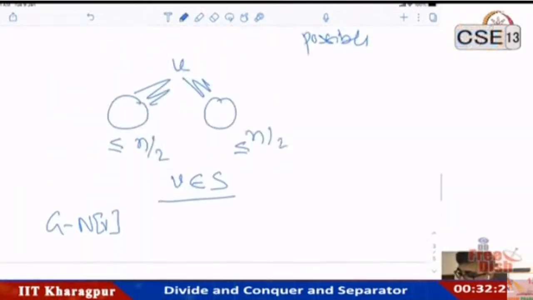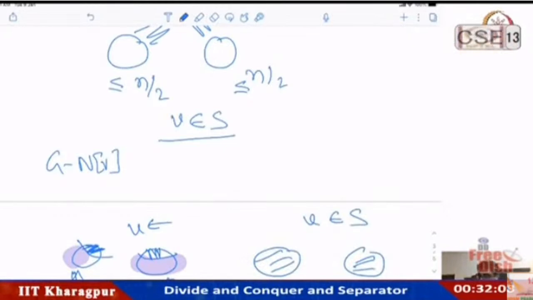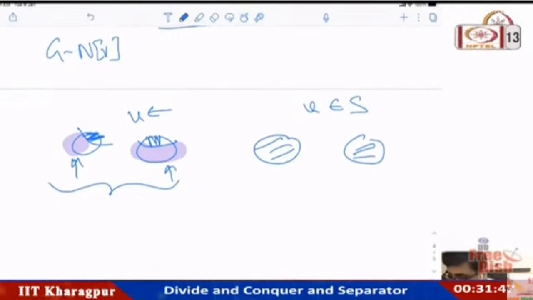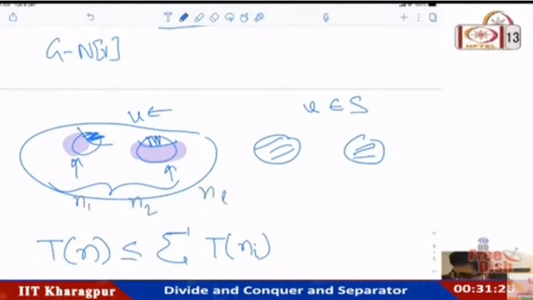Or suppose in the other branch, when V is not in the solution, you are still guaranteed to have two components of size at most n by 2. You might have many components, but each component has size at most n by 2, because if you delete more vertices from these components, you can only get smaller components. So the running time of this algorithm, T of n, is a summation of T of n_i. Suppose it leads to several components n1, n2, up to nl, with i going from 1 to l.